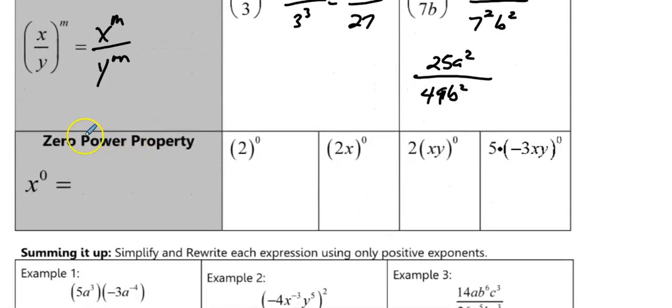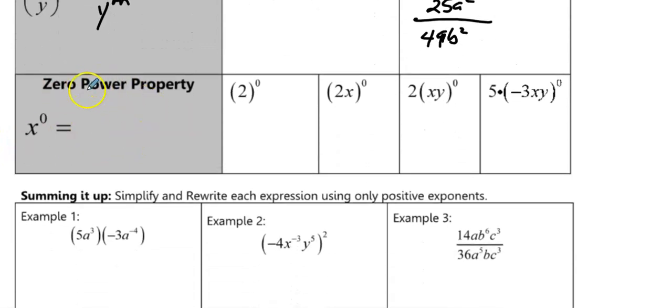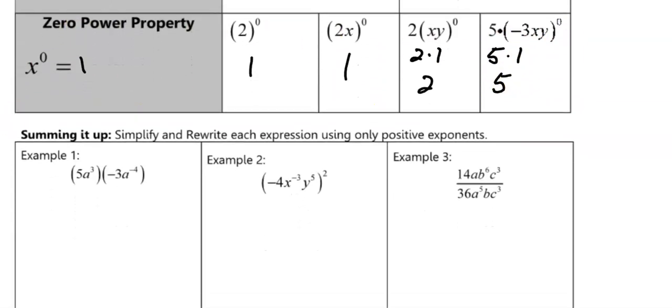And the zero power property. Anything to the 0 power is just 1. So 2 to the 0 is just 1. 2x, because of the parentheses, to the 0, 1. But now recognize that only the x times y is raised to the power of 0. So this is 2 times 1, which is just 2. Again, this quantity is raised to 0, so this just becomes 5 times 1, which is just 5. So pay attention. Okay?